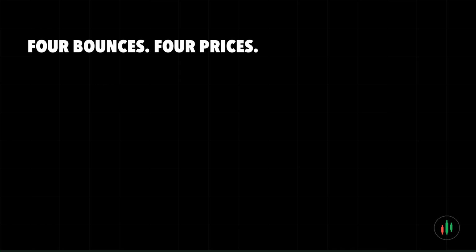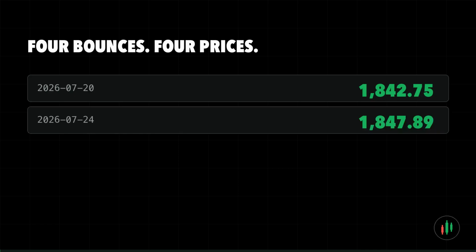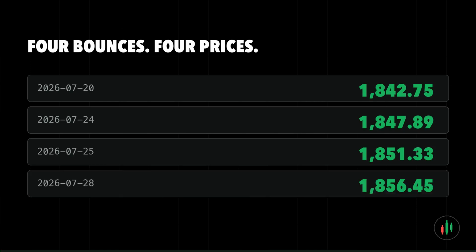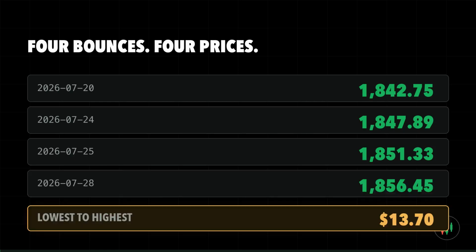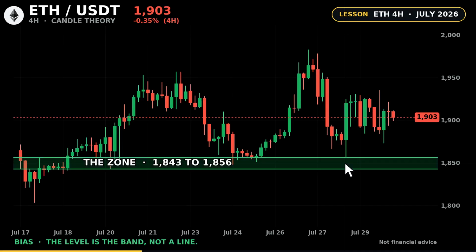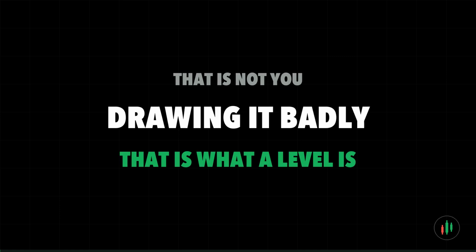4 times this summer, Ethereum bounced off the same support level. Not once did it bounce from the same price. 1842, 1847, 1851, 1856. The gap between the lowest of those and the highest was $13.70. So if you had a line drawn at any one of them, 3 of those 4 bounces happened somewhere you were not looking. That is not you drawing it badly. That is what a level actually is.